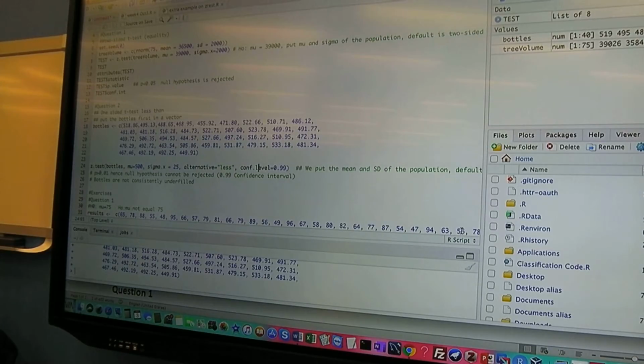Less than 1%, which is 0.01. I don't say percent, huh? Which is 0.01. So I'm going to run the test and look for the p-value and see whether this p-value is less than 0.01 or not. Okay? So here is the test.